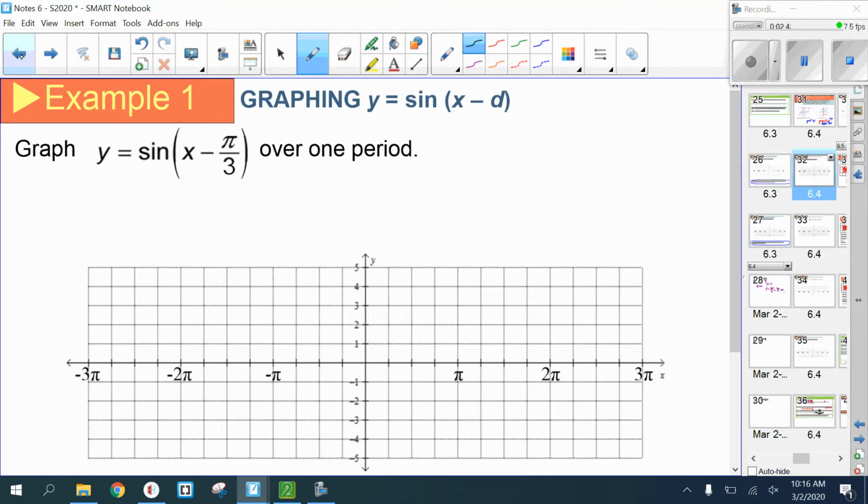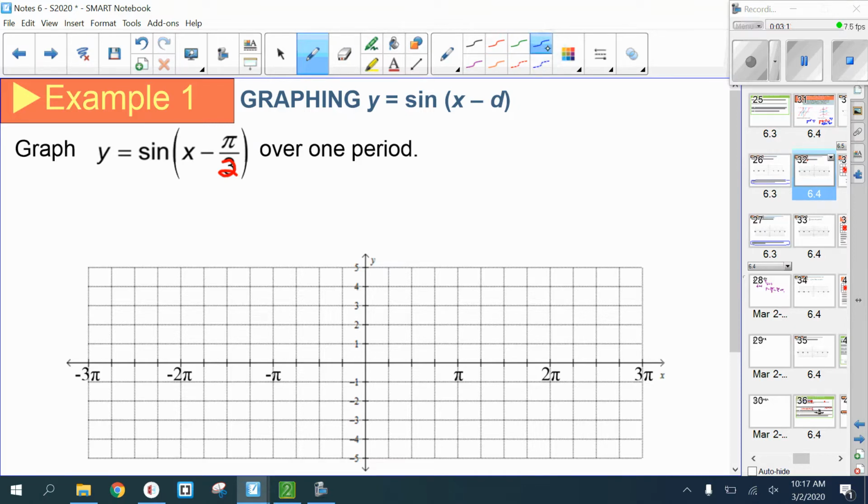Example 1. I'm going to change this one slightly. I don't like that 3. It makes the numbers harder than they need to be. So this 3, I'm going to change that to a 2. That ought to make this easier on us, easier to understand, and that's what's important. Okay. So x minus pi over 2 there, that's the change.